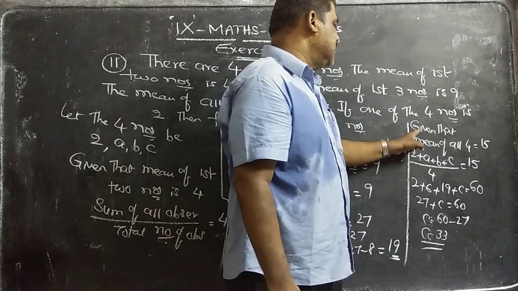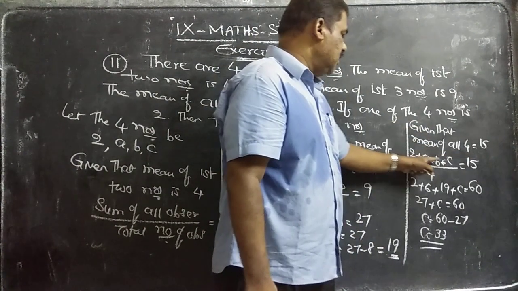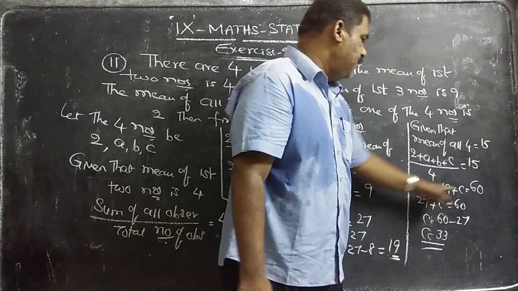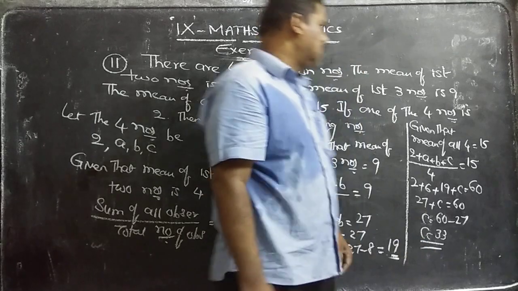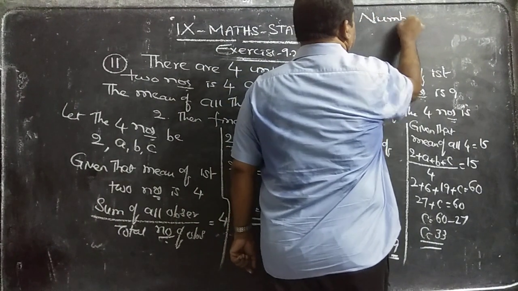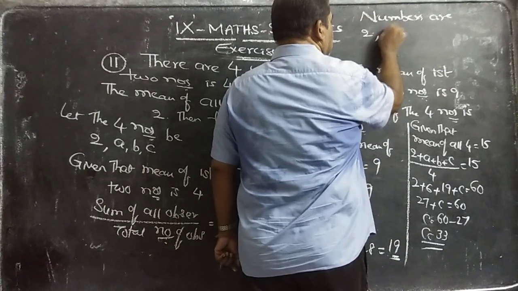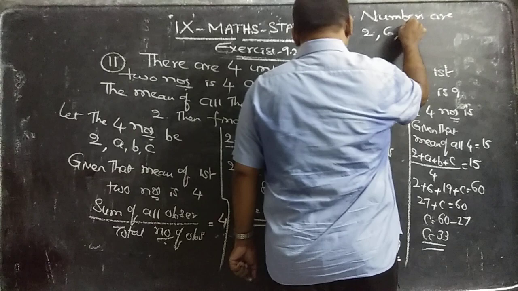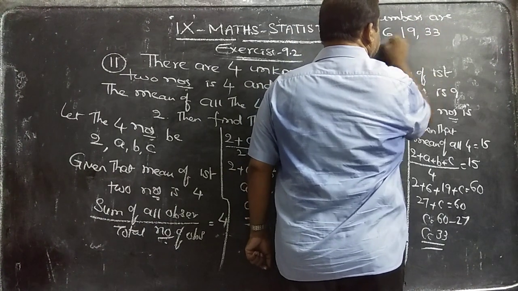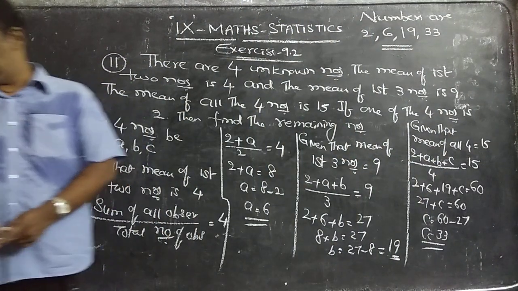Last condition given is the mean of all the 4 numbers is 15. So sum of all the 4 observations by total 4 observations is 15. If you cross multiply, you will get C value 33. Therefore, the numbers are: first number is 2, second number is 6, third number is 19, fourth number is 33. These are the 4 numbers: 2, 6, 19, 33.